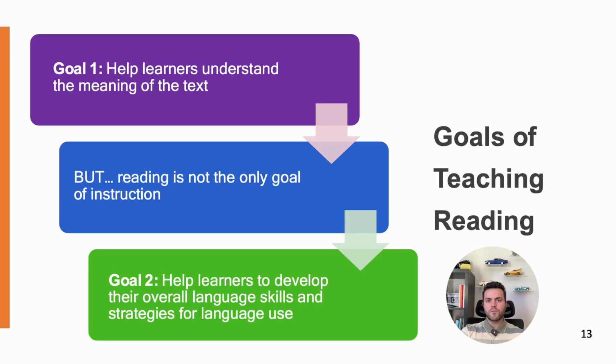So now we know that to guess from context, learners need to already understand a huge portion of the vocabulary, around 98%. That tells us how important it is to scaffold texts and support learners as they read. But now let's take a step back and ask, what are we actually trying to achieve when we teach reading? Speaking of the goals of teaching reading, the first one is to help learners understand the meaning of the text.